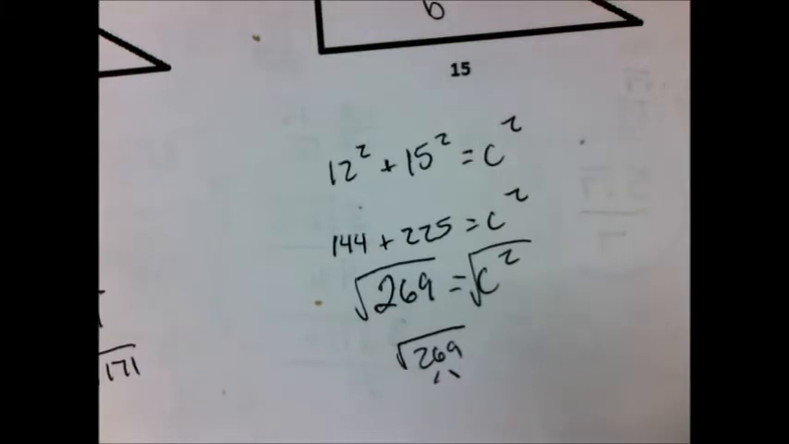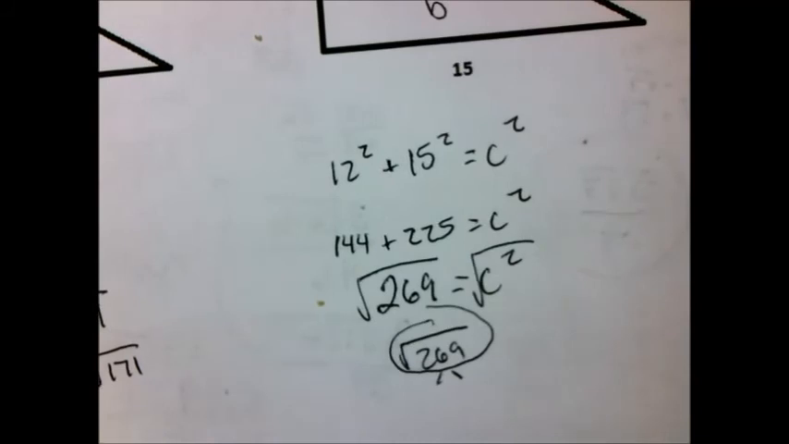So 269 breaks down. Let's divide by 3. That doesn't work. Let's try 9. That's not going to work. Let's divide by 7. Nope. Let's try 11. Nope. Let's try 13. Nope. Try 17. Nope. Alright, looks like 269 is prime, so that's your answer.